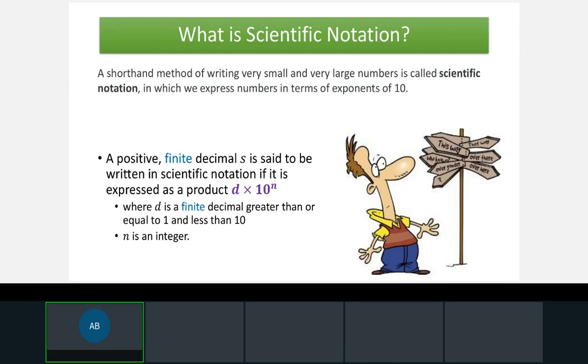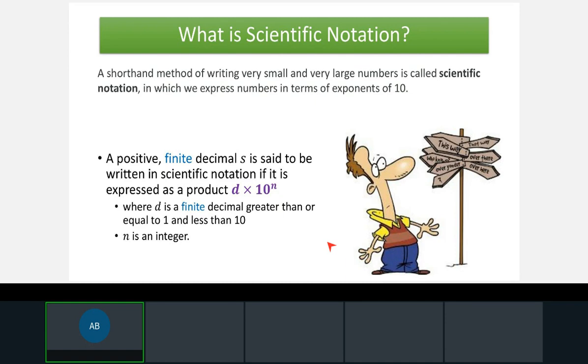At this point, I would ask a student to read the board. The first part makes a lot more sense than the second part to the students. When they read a positive finite decimal, S is said to be written in scientific notation if it's expressed as a product D times 10 to the N. I know that that's going to raise a lot of questions. I'll tell the students, don't let the smoke come out of your ears. Let's talk about what that really means in some terms that we can understand.